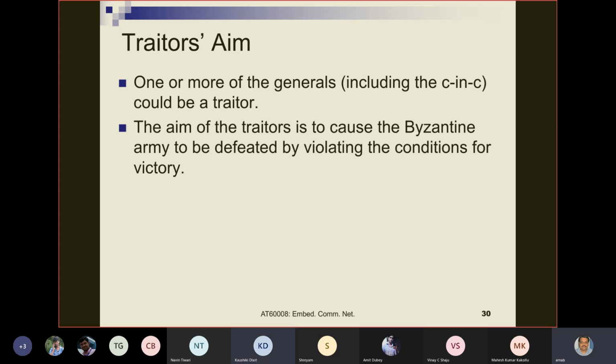So the traitors' aim: one or more of the generals, including the commander-in-chief, could be a traitor. The aim of the traitors is to cause the Byzantine army to be defeated by violating the conditions of victory. Why? Because they have been bribed by the city.